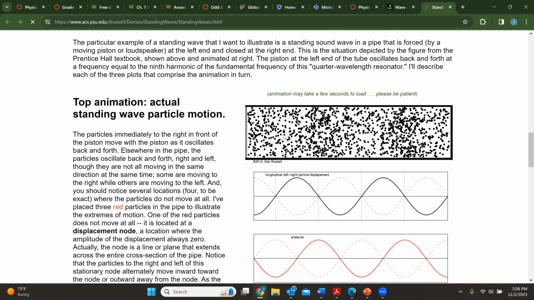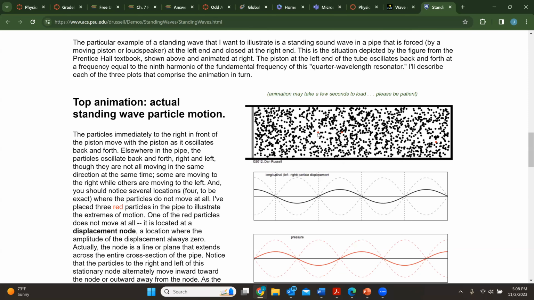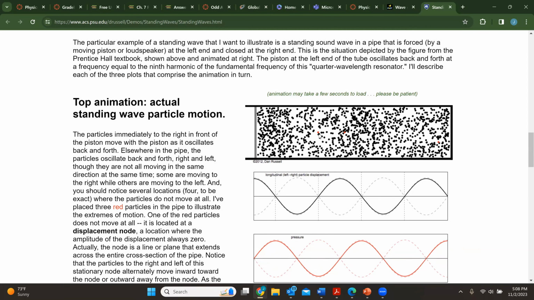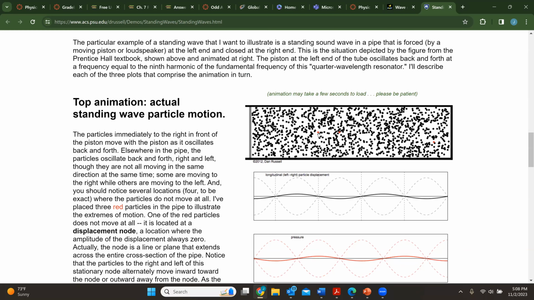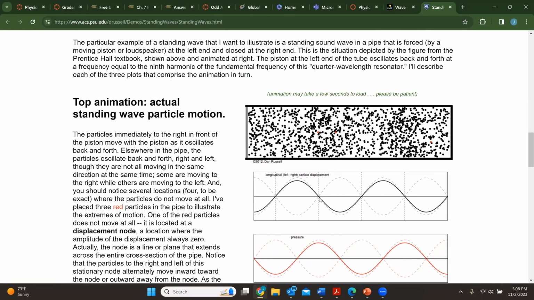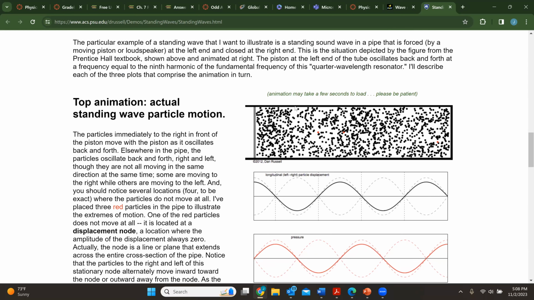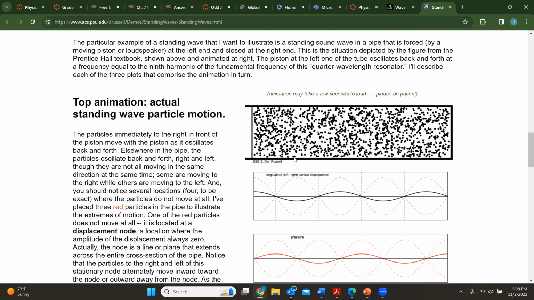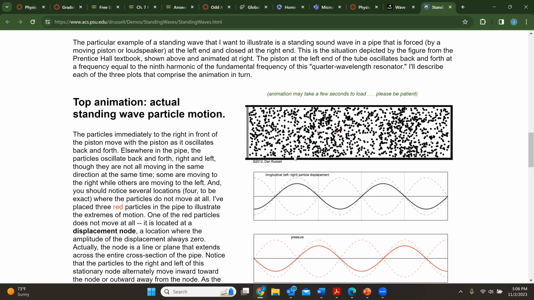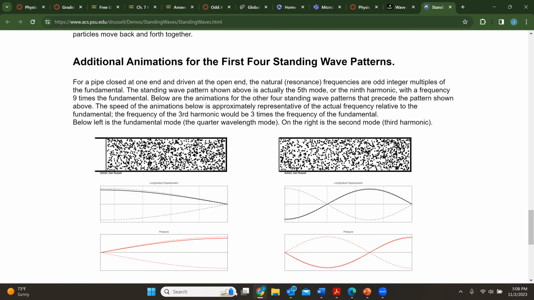And then you've got these other locations where there is no motion of the air molecules themselves. If you look at this little red dot right there, it doesn't move back and forth. It's at a location known as a node. There's no displacement of that air molecule or any of them that are along that line there. But then there's these other portions where you undergo maximum displacement. They move back and forth by a maximal amount. So that's ultimately what standing waves look like in air columns.